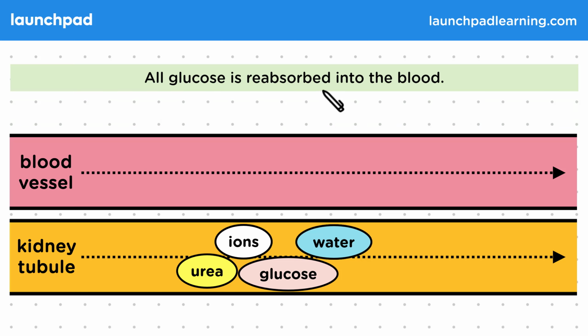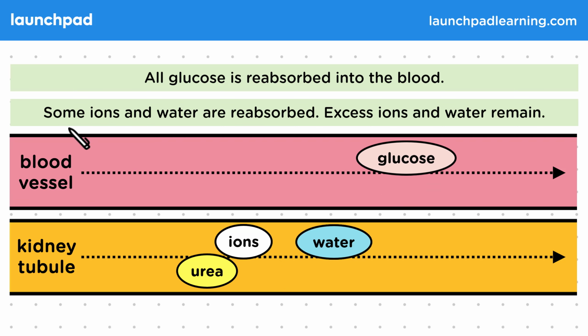All glucose is reabsorbed into the blood. So this glucose which moved from the blood into the kidney tubule is going to move back into the blood. Some ions and water are reabsorbed. Excess ions and water remain. So some of the ions and water that filtered out into the tubule will go back into the blood. These substances have been selectively reabsorbed. We'll have a look at the definition of selective reabsorption in detail later on. Okay, so what happens next?